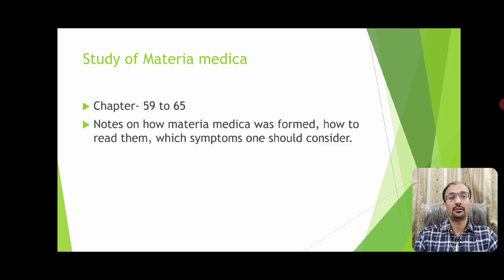Next, the last few chapters, chapters 59 to 65, contain some notes on how to read materia medica, what to consider in a medicine as a symptom and as a genius of medicine, genus epidemicus, and also some data on metals and some kinds of medicines which are really helpful. Those kinds of articles are helpful to study the materia medica.